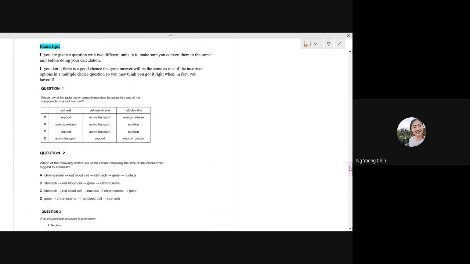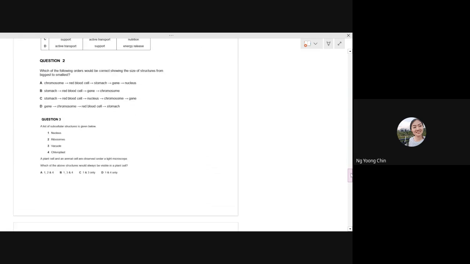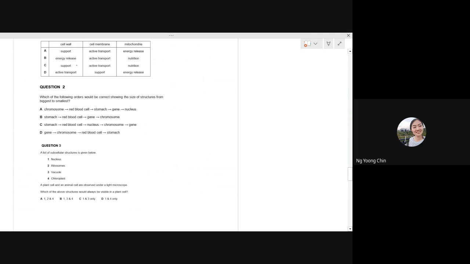So there are questions you may try. You may try some of the questions, and then I will give you the answer. This question is very interesting. Maybe you can have a try. Question number 2. Which of the following orders is correct, showing the size of structures from biggest to smallest? Biggest to smallest.